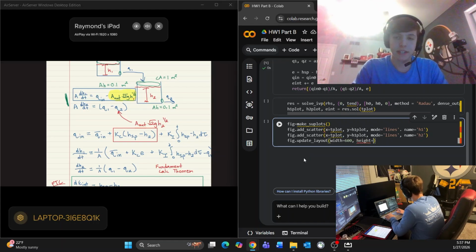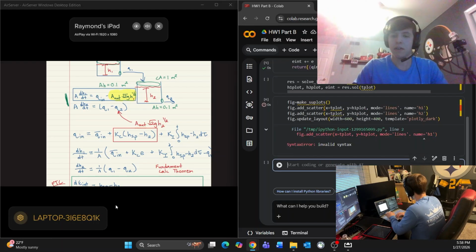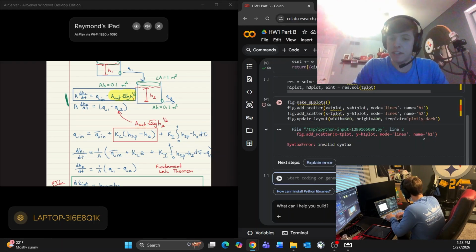So we'll adjust the width to 600, the height to 400, and then the template will equal, I believe, plotly_dark is correct. And so once we have all that, we have an invalid syntax here.